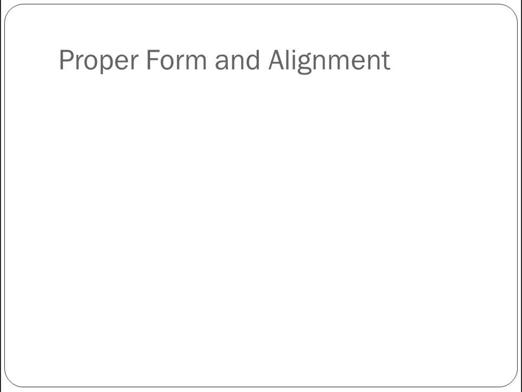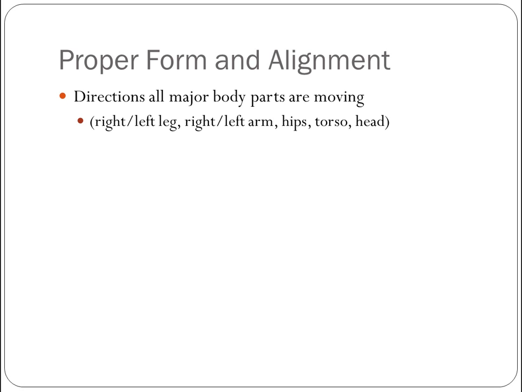Proper form and alignment is the directions in which all major body parts are moving. The right and left leg, right and left arm, torso, hips, and head. This assists the students in understanding where the pose is taking them, so that they are constantly working in the pose. As a teacher, you understand that there is no mastering a pose. But a student may not understand this concept, so rather than explaining it to them, you state which directions the body is moving. This could be thought about as the edge.